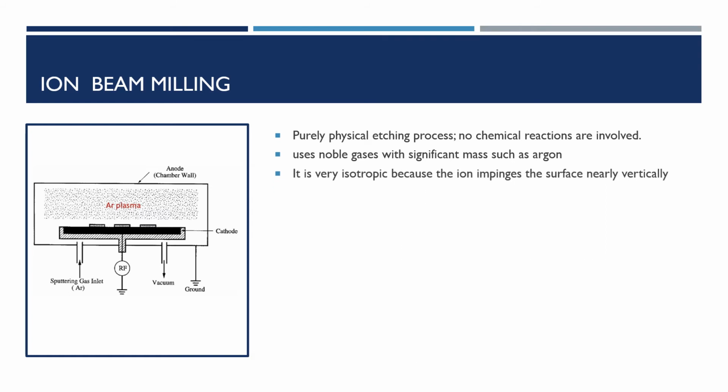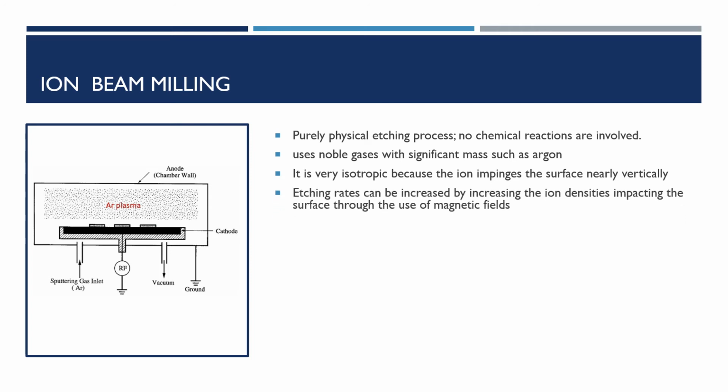Unlike the wet etching process, it is very anisotropic, as the argon ions will be impinging on the wafer surface orthogonally, or vertically, or at 90 degrees. Now, the etching rates can be increased by increasing the ion density, or the number of ions incident on the wafer surface, by use of the magnitude of the magnetic fields.